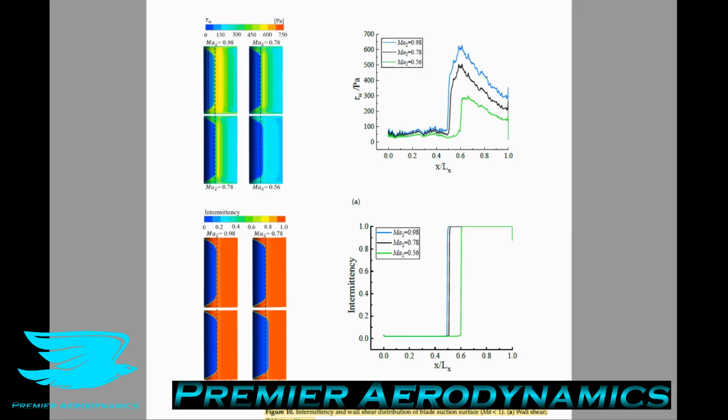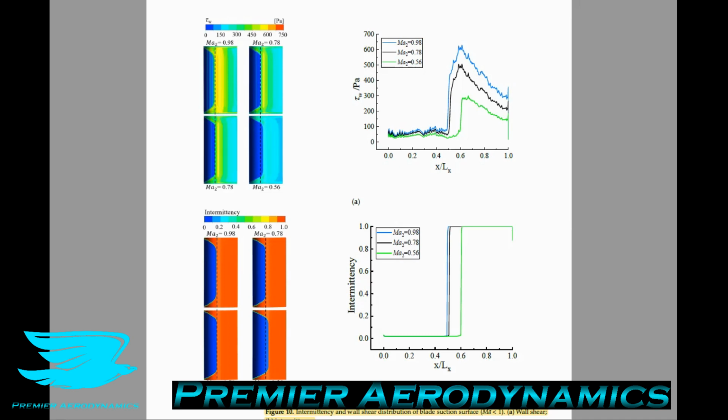Figure 10 shows the distribution of the wall shear stress, as well as the intermittency on the suction side of the blade when the Mach number was less than 1. And the transitional location moved forward with increasing Mach numbers. So when we're below sonic velocities, when you increase the velocity, the transition location moves towards the leading edge. In figure 10a, the transition occurred at about 60% of the chord at a Mach number of 0.56.